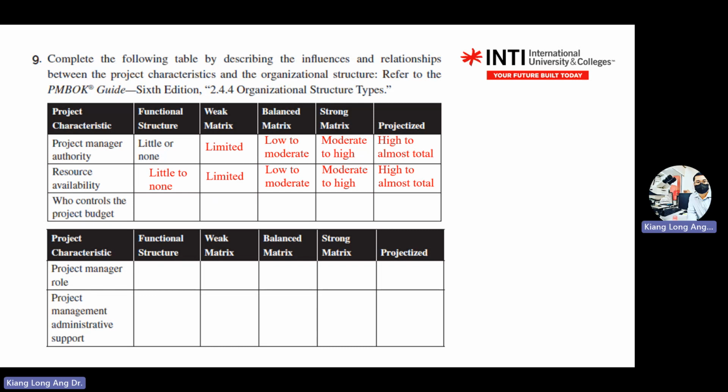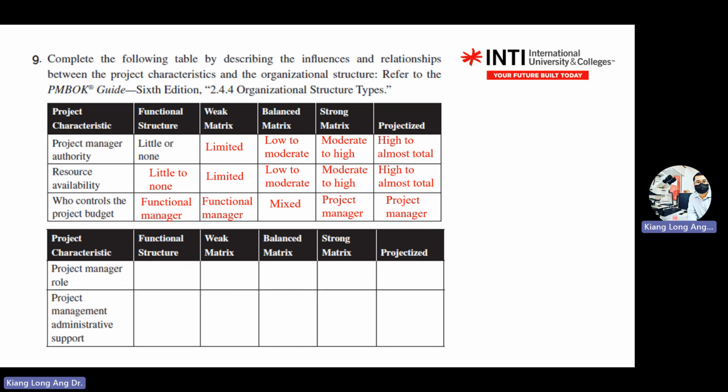Who controls the project budget? If you are a functional structure, who controls it? The functional manager. Then here it shows the project manager. If it's weak, it means towards functional already, so you still have the functional manager. Balanced means a balanced mix. Strong is towards the project manager already, then the project manager.